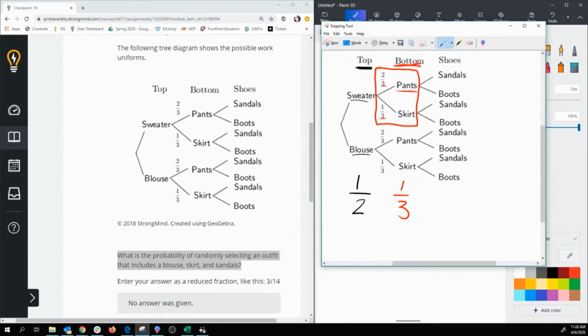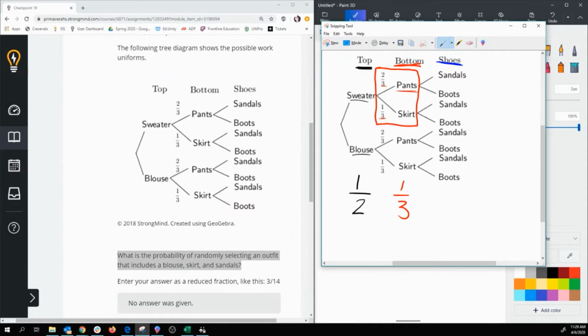All right, so the last option that she has is shoes, right? And she wants to pick sandals. So she has 2 different options, sandals or boots. So what would be the probability of her picking sandals? She has 2 options and one of them is a sandal.